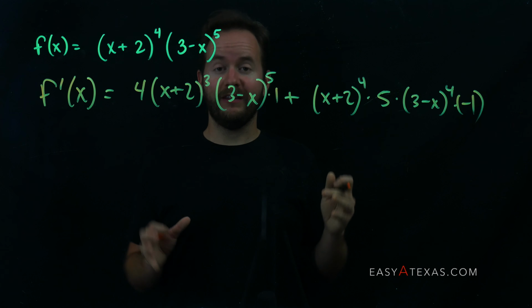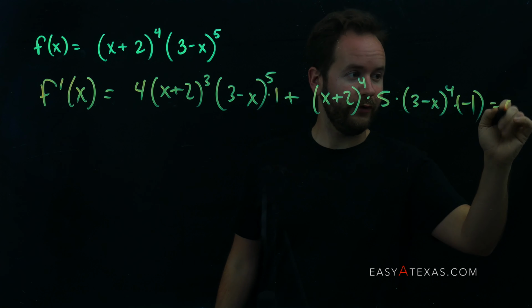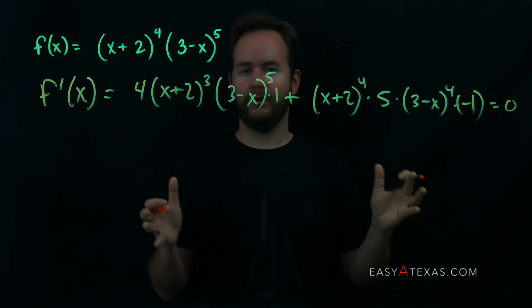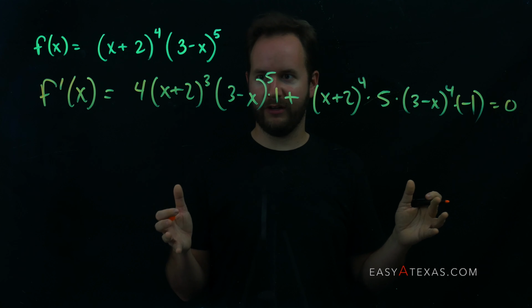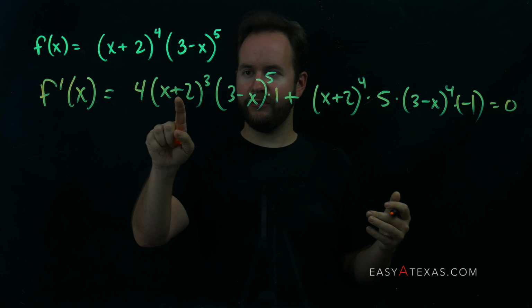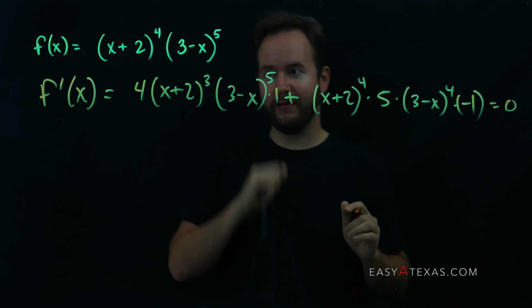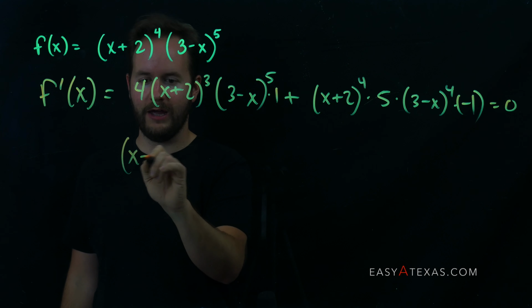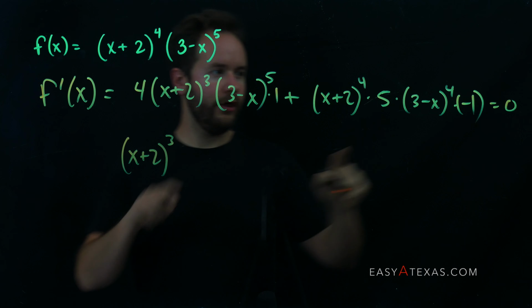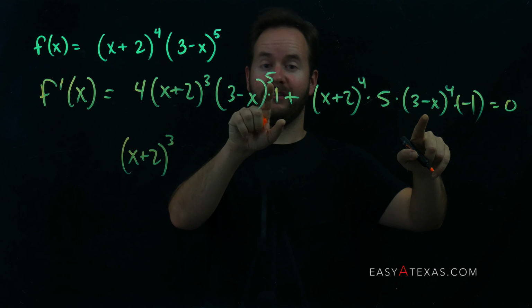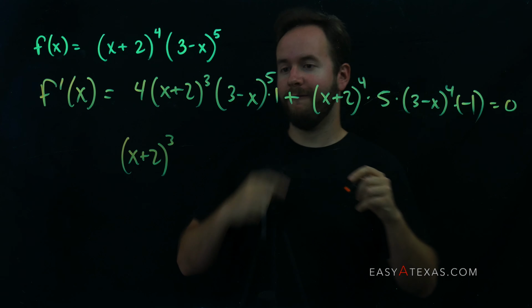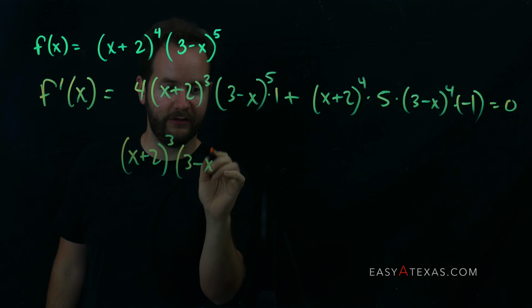Okay. The next step is, after taking the derivative, we want to set this whole result equal to 0. Now, how do I start solving for this giant mess of an expression? I can notice that (x plus 2) cubed and (x plus 2) to the fourth have some common factors. Namely, I can pull out, at best, an (x plus 2) to the third. So I'll do that. Then I can also pull out (3 minus x) to the fourth. Here's a (3 minus x) to the fifth. Here's a (3 minus x) to the fourth. We can pull out 4 of those. So I'm going to say (3 minus x) to the fourth goes here.